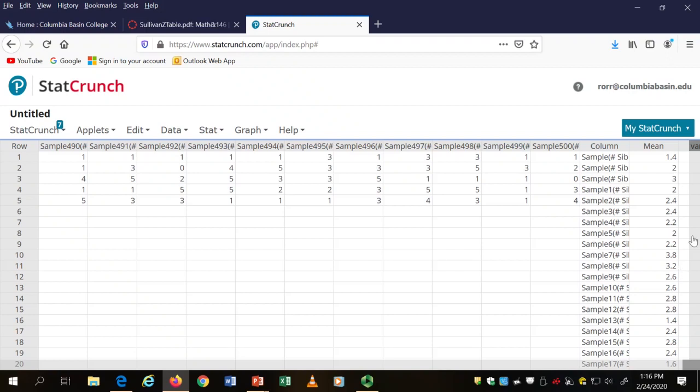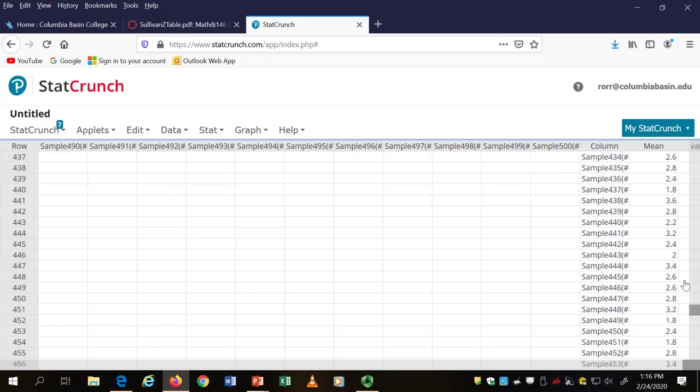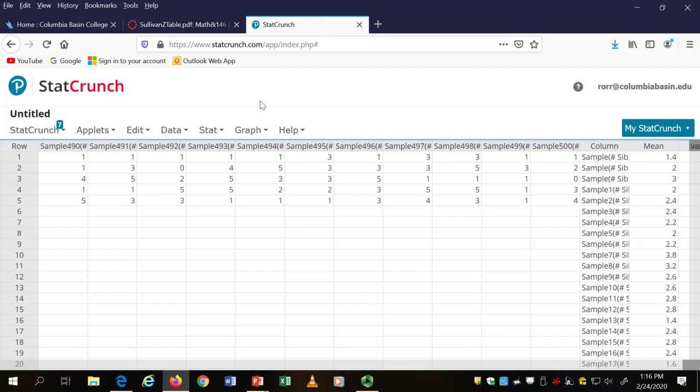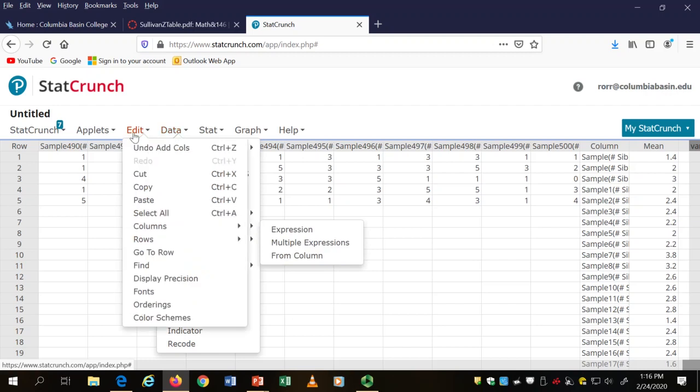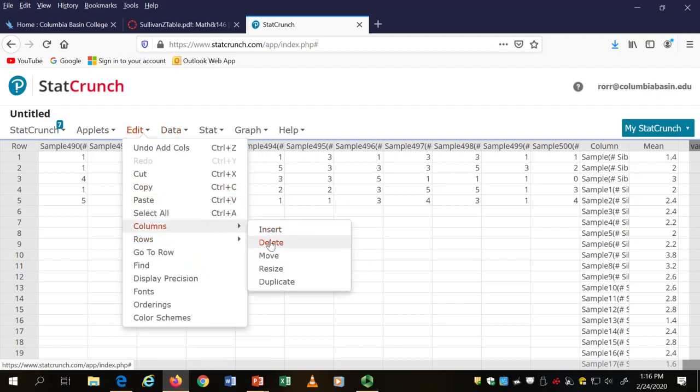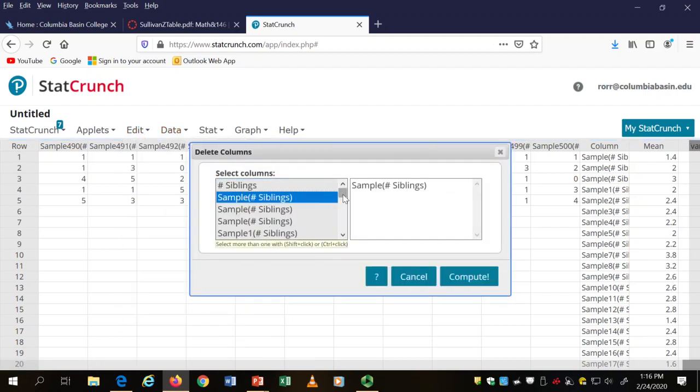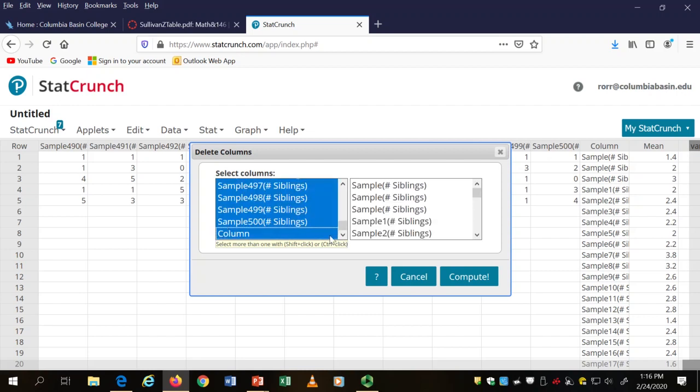You can scroll down and see them all if you really care. It's not that interesting, but they're all there. Okay, so what I want to look at, though, is first, I got all these columns. We don't need all the actual samples. What I care about the most is the means.